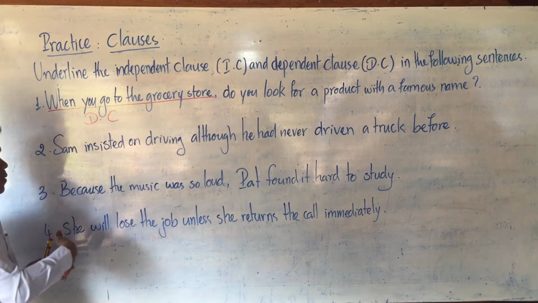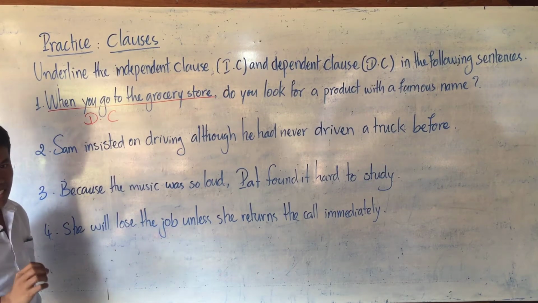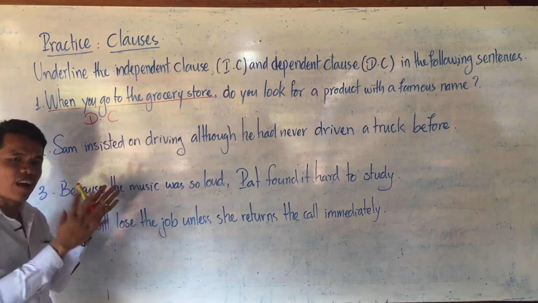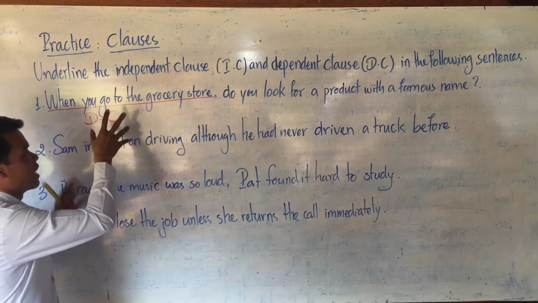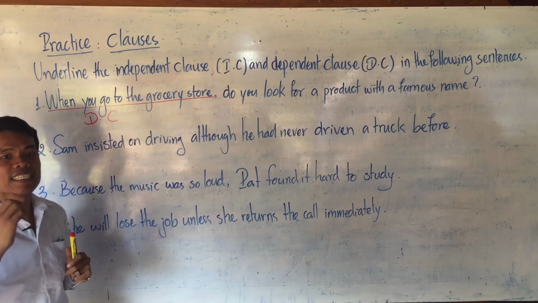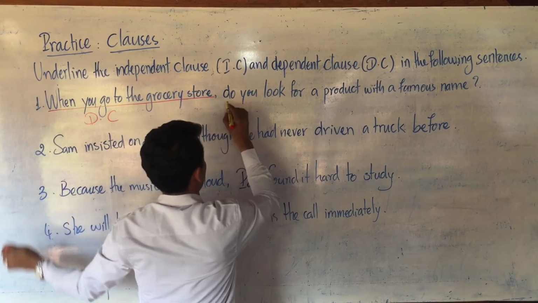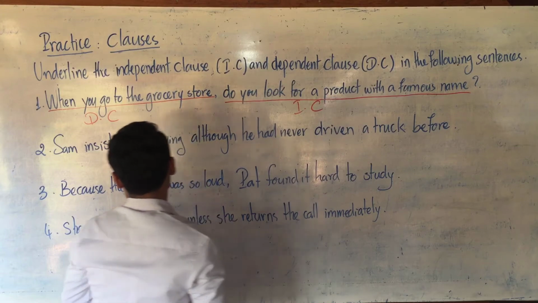From number 1 to number 4, it is called a complex sentence. So when you see a complex sentence, we have to think of two clauses. One is DC and the other is IC. So after seeing DC, the rest of the sentence is IC or main clause.